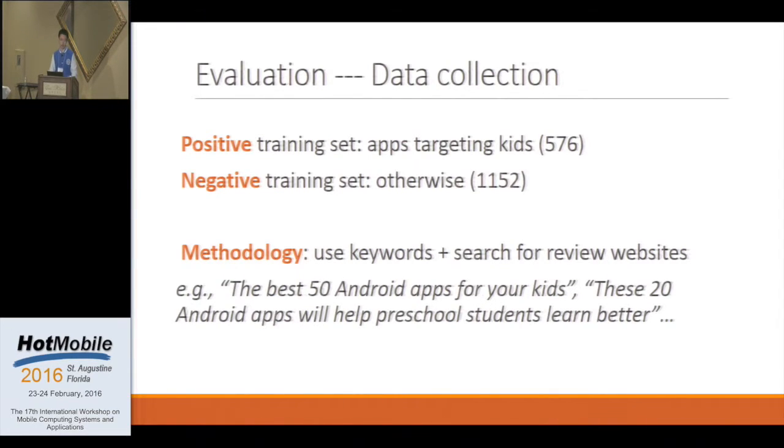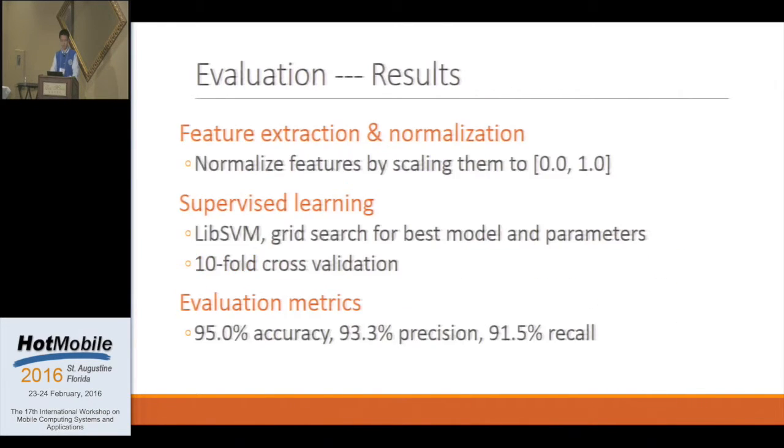So finally, the method we used here is to collect a list of keywords and search on Google to look at some review websites and recommendation lists. For example, we search for Android apps for kids, Android apps for preschool students, and we get some review websites like the best 50 Android apps for your kids. The collection of the negative training set is the same.